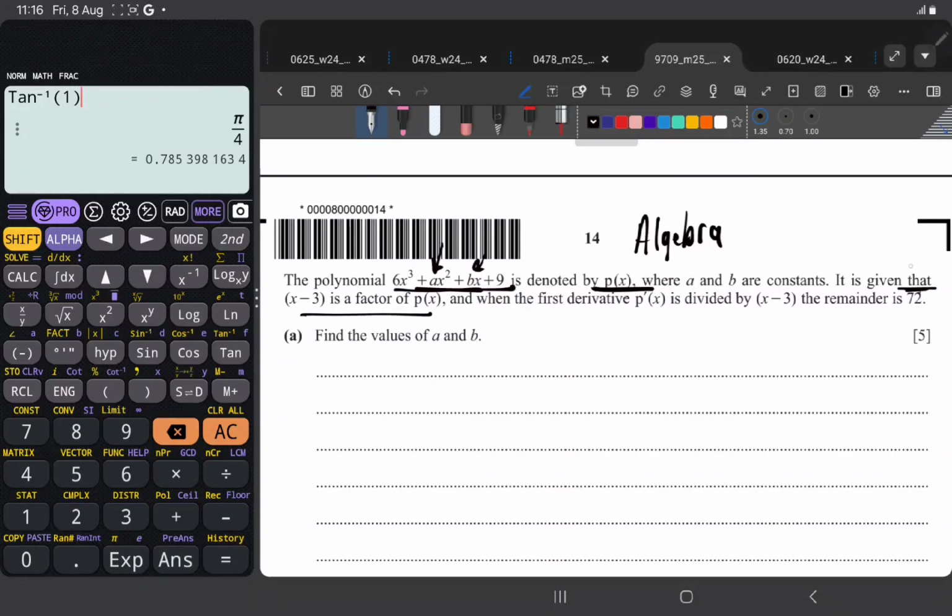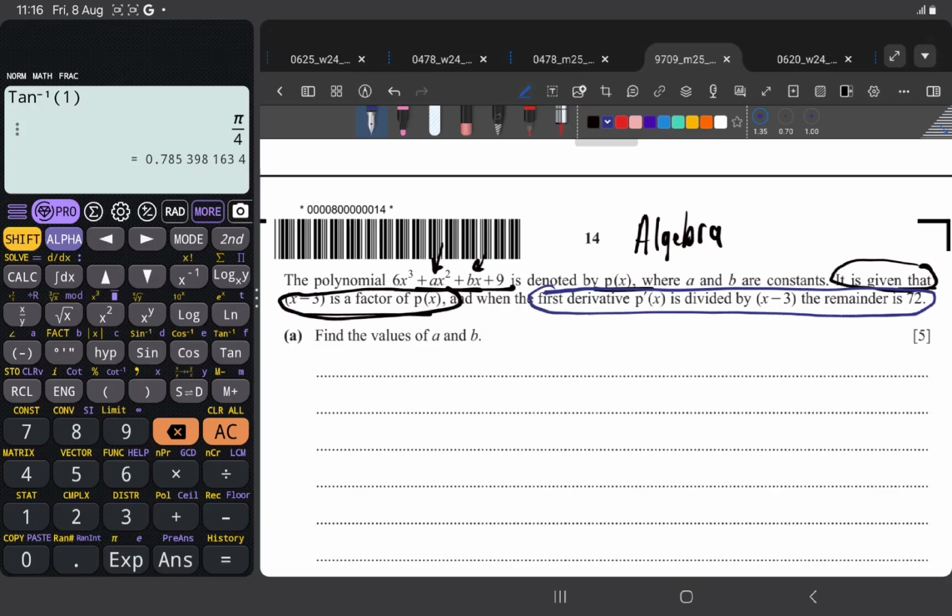This line is mathematical. X minus 3 is a factor of P of X. This is a mathematical statement. We have to convert it to be a meaningful statement in maths. It is going to help us to solve. And this one, the first derivative, when you divide it by this, the remainder is this. So this is amazing. This is fun.